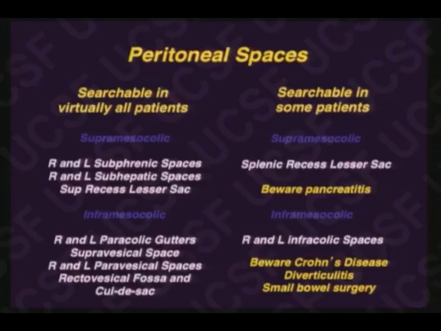I start ticking off spaces. Right subphrenic, right anterior, right posterior subhepatic, left subphrenic, gastrohepatic recess, superior recess of the lesser sac, take a peek into the splenic recess of the lesser sac. Place the transducer here, check to make sure the paracolic gutters are clean. Look through the bladder: supravesical space, rectovesical fossa, paravesical spaces. Then I make my best effort at the right and left infracolic space. If the study is negative, I won't be right every time, but I'll be right almost every time.